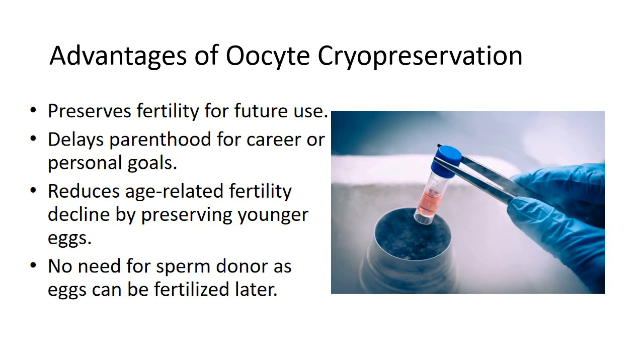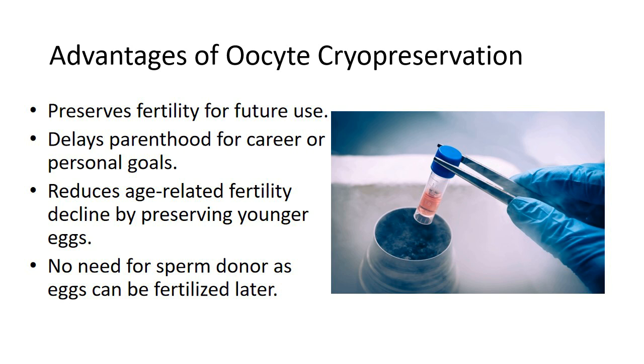Summary. Key takeaways. What is oocyte cryopreservation? The process of retrieving, freezing, and storing eggs for future fertility use. Who needs it? Medical: cancer patients, autoimmune diseases, early menopause risk. Non-medical: career planning, lack of a suitable partner, transgender individuals.